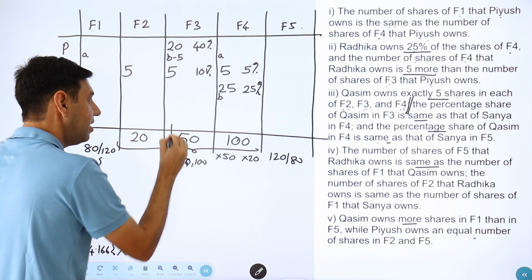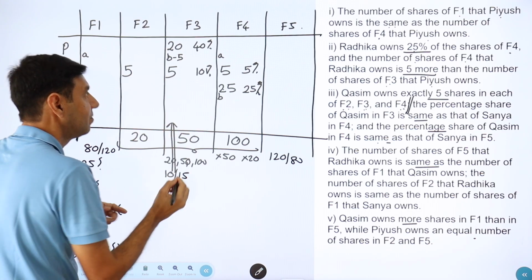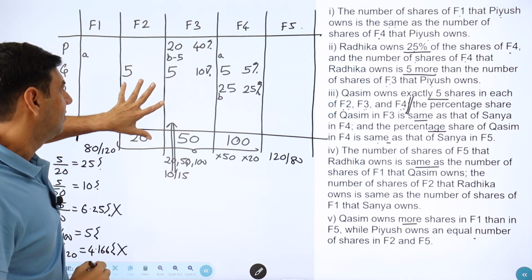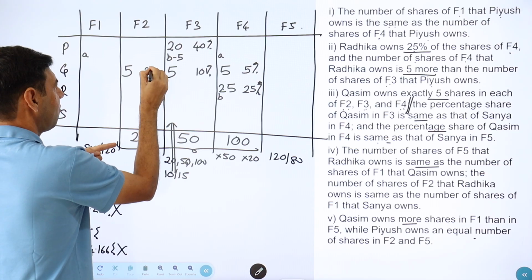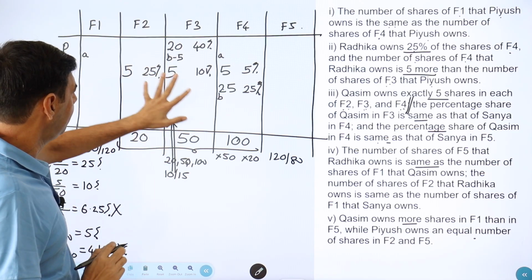Oh, so these numbers that are left over here have to be 10 and 15, in some order. Right? Okay, 5 out of 20 is 25% again. Okay, 25%. Great. So I've got quite a bit filled in.